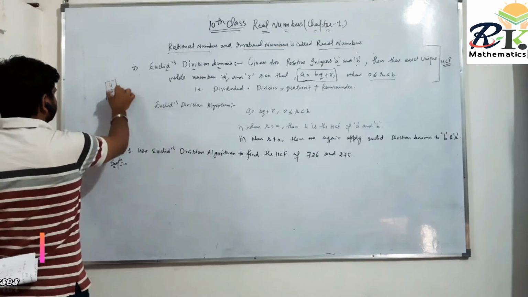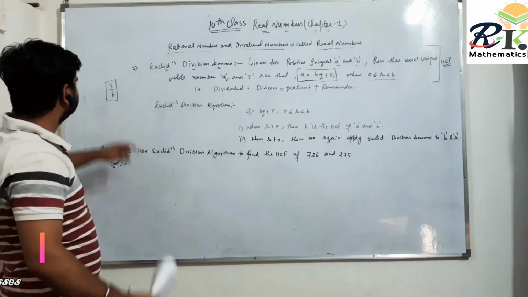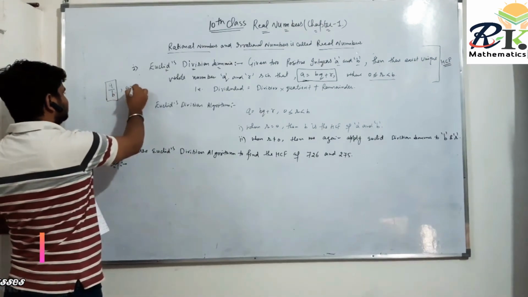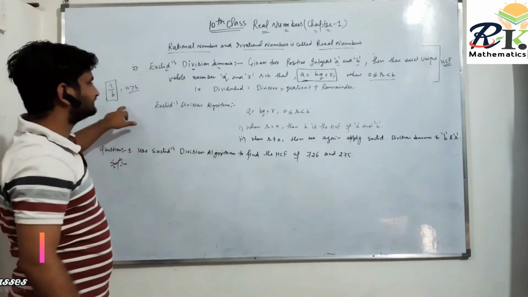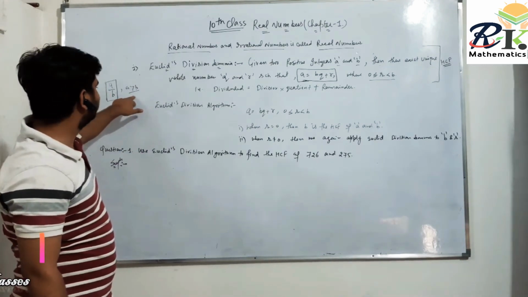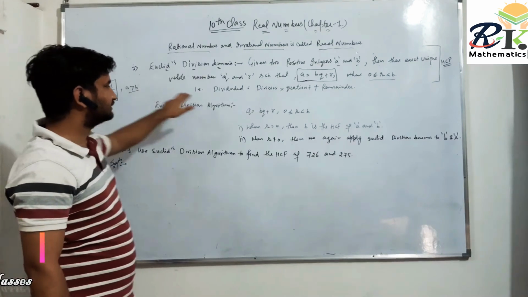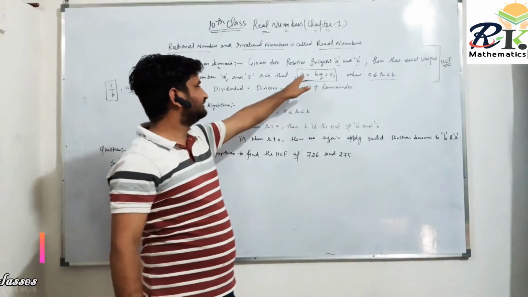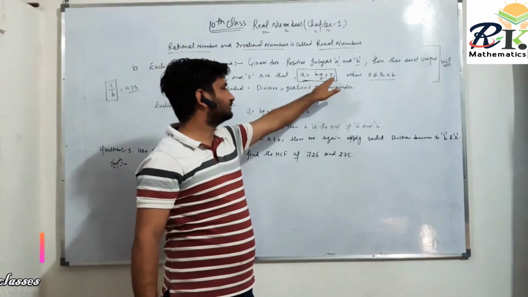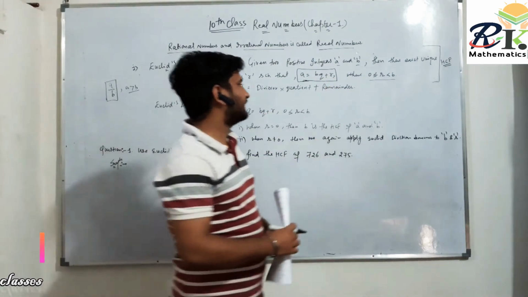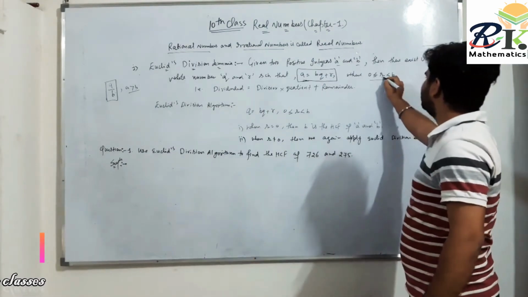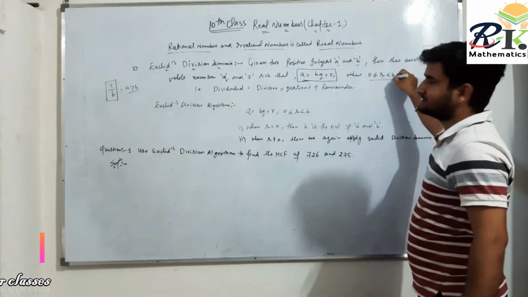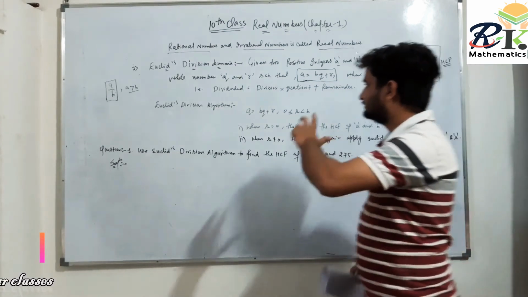When we divide these numbers a and b, a is the dividend, which is always greater than b, and b is the divisor. When we divide a by b, dividend is equal to divisor into quotient plus remainder. We also write it in this form. So a is the dividend, b is the divisor, q is the quotient, and r is the remainder. In this lemma, the remainder is always greater than or equal to 0 and less than b, the divisor. This is the statement of Euclid's lemma.